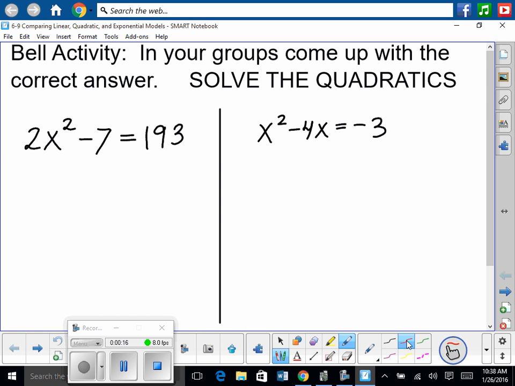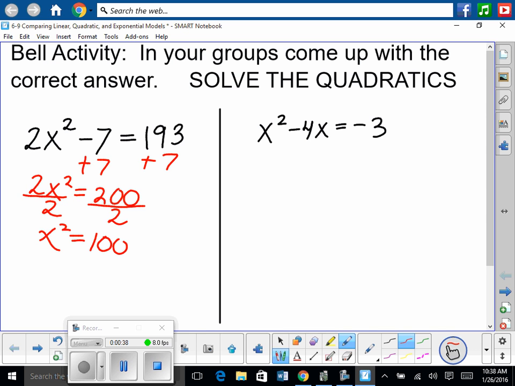So we solved that one by isolating x squared, right? So our first step will be to add 7 to both sides. So that leaves me with 2x squared is equal to 200. Now x squared is not isolated yet. What will we do next? Good, you have to isolate x squared completely. So we would divide by 2. So we have x squared is equal to 100. Now x squared is isolated.